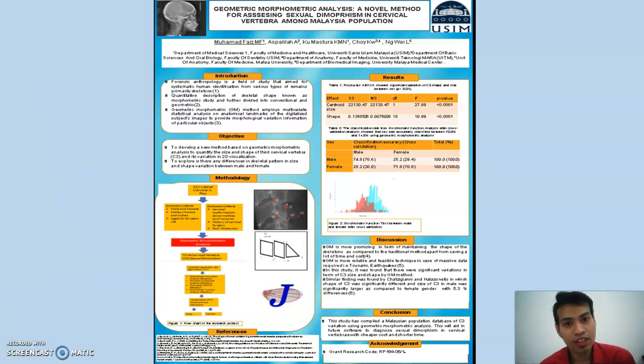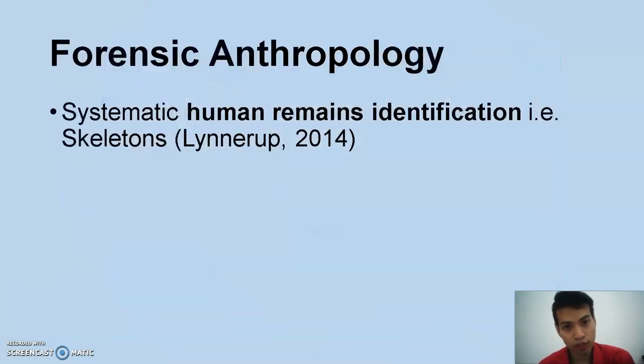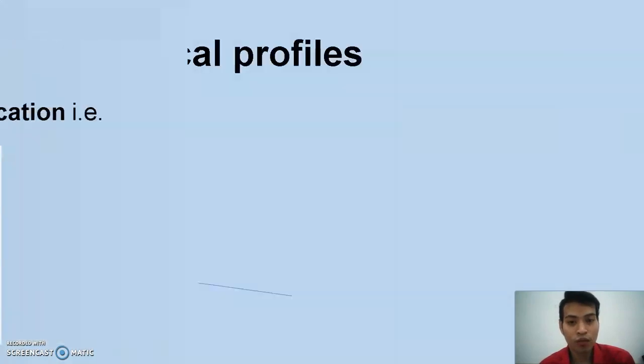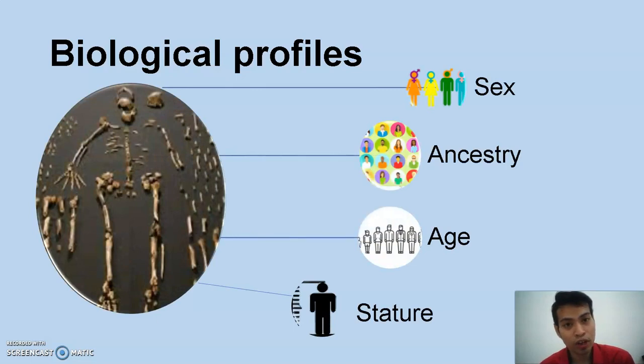This is the poster of our recent project that has been conducted in order for us to achieve the innovation idea that we are planning to introduce later. As for introductions, forensic anthropology is a field of study which focuses on systematic human remains identifications, primarily human skeletons. And when we talk about this forensic anthropology, there are four important biological profiles that need to be established for the sake of human identifications.